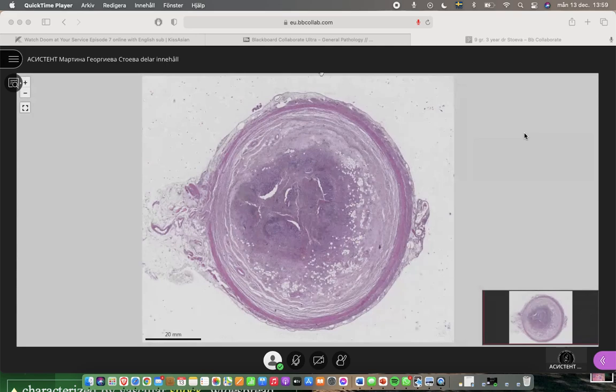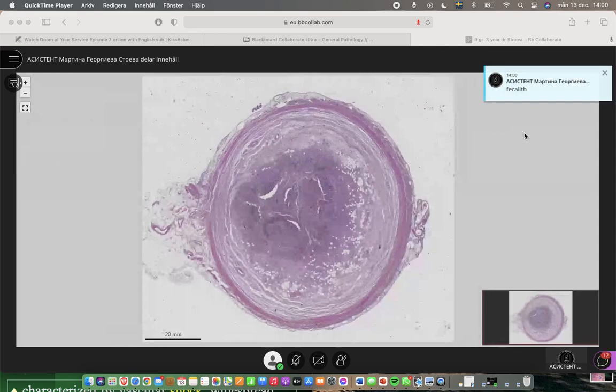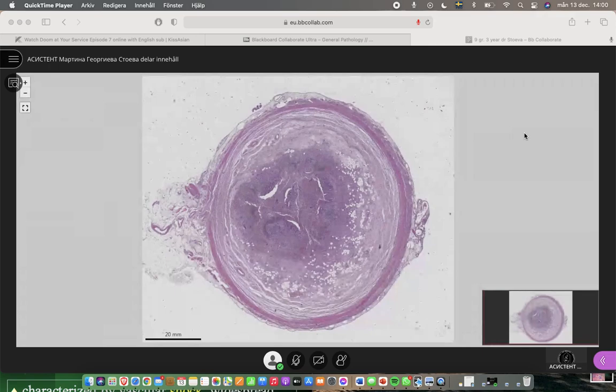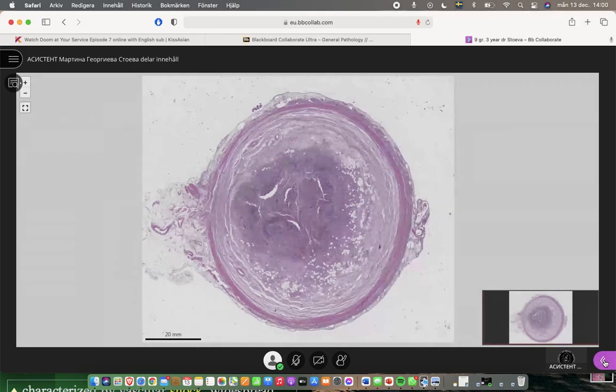I'll write it down. Typically it looks like a stone made of feces, and when it obstructs the lumen of the appendix, this leads to infection within the appendix, and finally may progress to phlegmonous appendicitis.